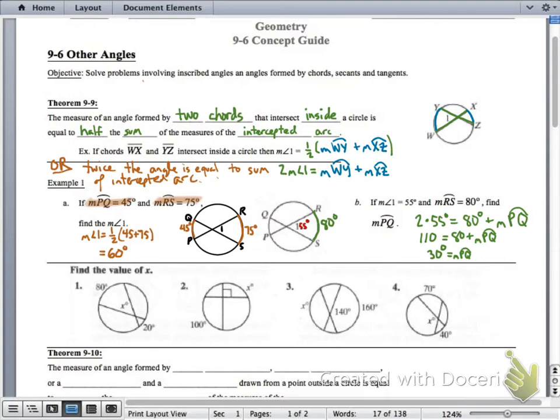All right. So basically, you're either finding the measure of an angle, which is equal to 1/2 the sum, or you can find the measure of the other intercepted arc. The easiest way to do that is to multiply the angle by 2 and then subtract the other arc that it gives you. Give those 4 questions a shot. Make sure you pause the video first, of course. All right, so those are those 4 answers. Hopefully that worked out for you.